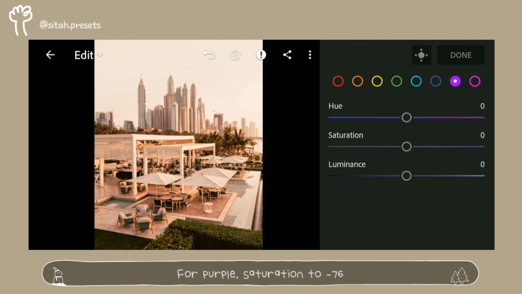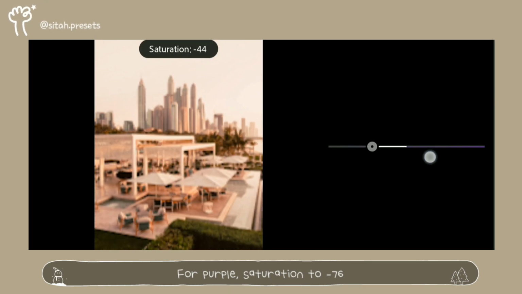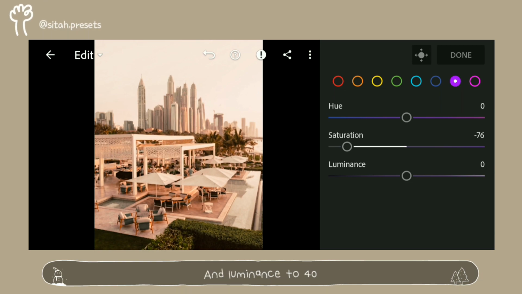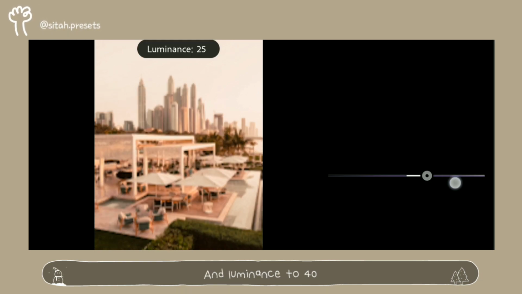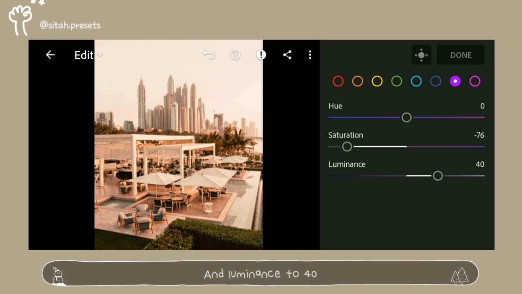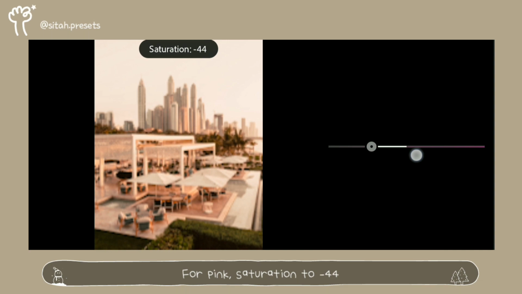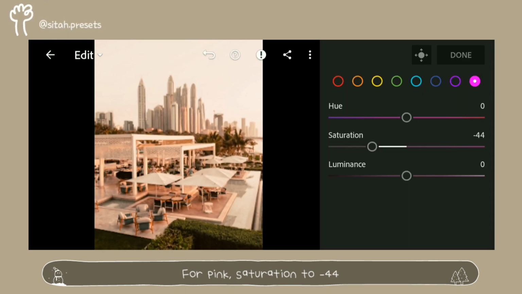For purple, saturation to -76. And luminance to 40. For pink, saturation to -44. And luminance to 7.